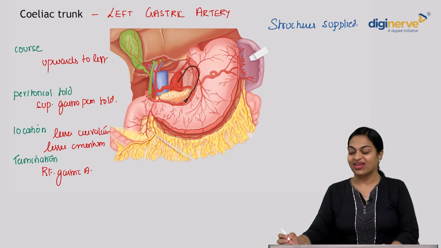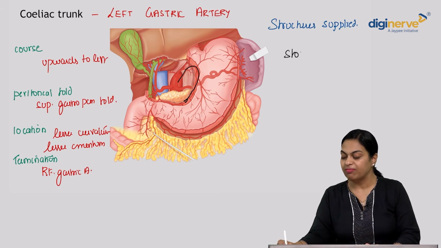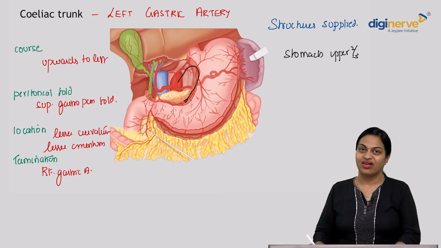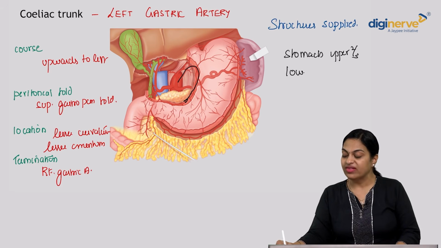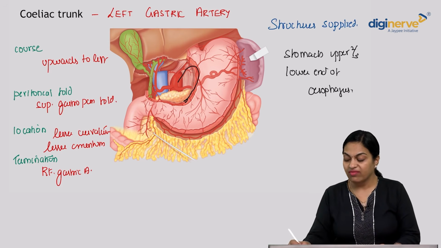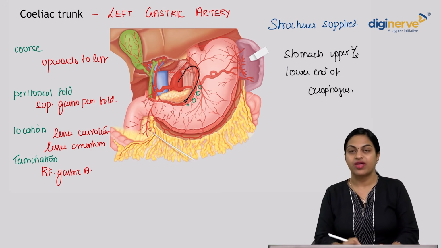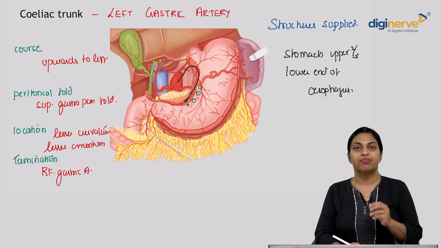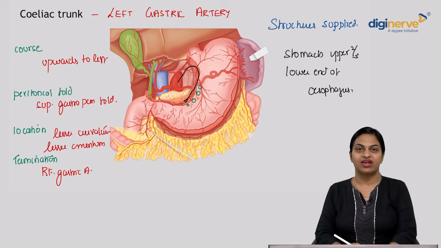This left gastric artery supplies a major part of the stomach, the upper two-thirds of the stomach, though it is the smallest of all the three branches. It also supplies the lower end of the esophagus. We can see the left gastric artery running along the lesser curvature, isn't it? And we know that the ulcers of the stomach are more common along the lesser curvature. So if these ulcers perforate, they can result in bleeding from the left gastric artery.